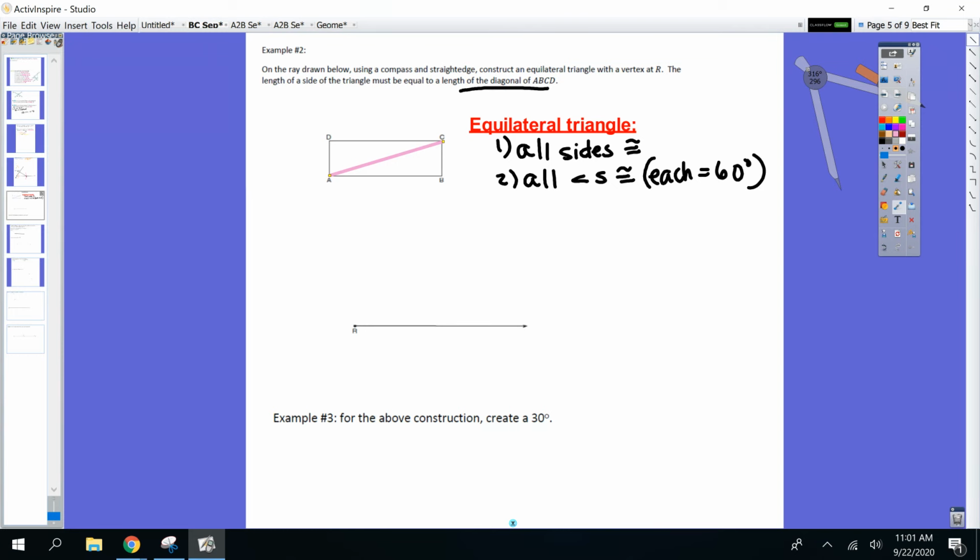All right. What was the first thing we did on the triangle in the previous one? Copy. Copy a segment. Well, we know what the segment's got to be. So everyone copy your diagonal onto the ray. Everyone take your compass, open it up to the length of the diagonal, copy it onto your ray.